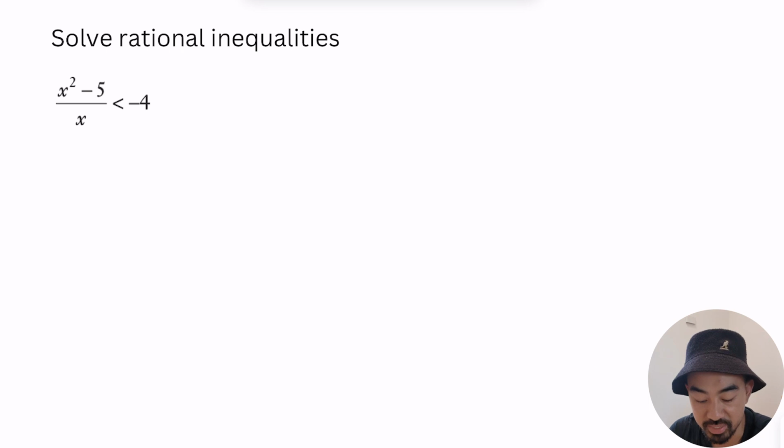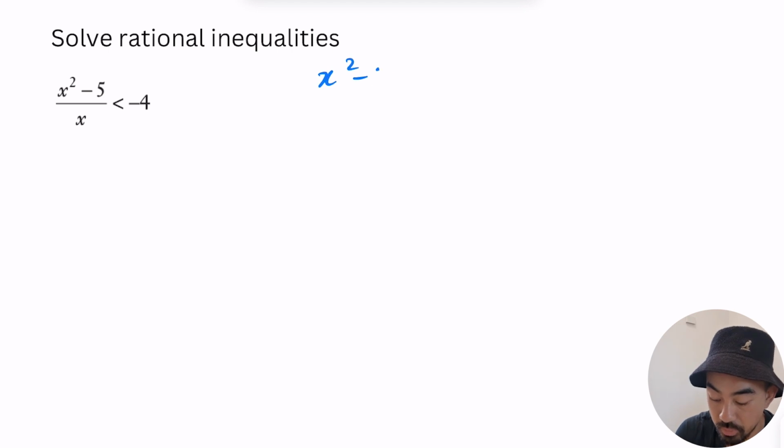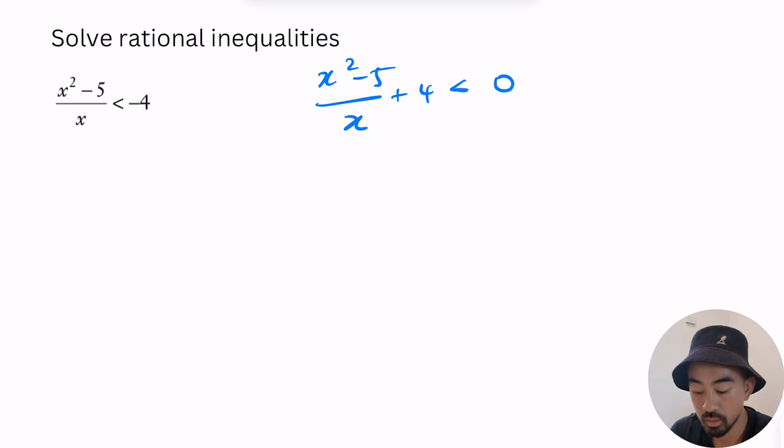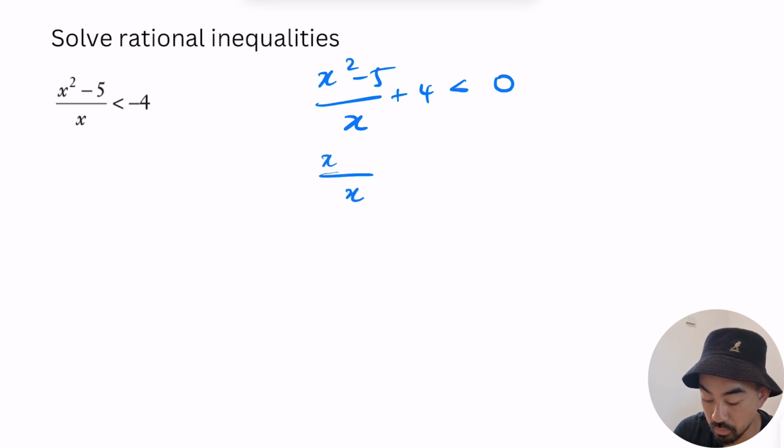All right, let's have a look at this example. x squared minus 5 over x is less than minus 4. So once again, we want to get one side equal to 0. So x squared minus 5 over x plus 4 is less than 0. So once you've got this step where one side is equal to 0, let's make one denominator by doing the lowest common denominator. So this, once again, will be x on the bottom.